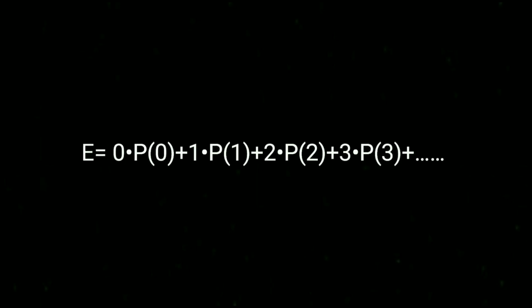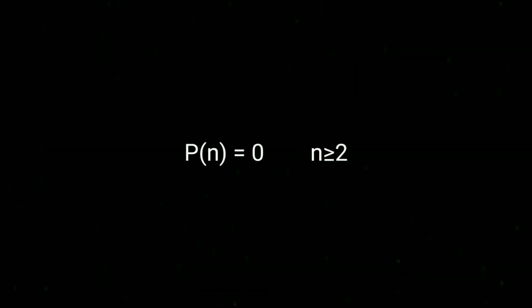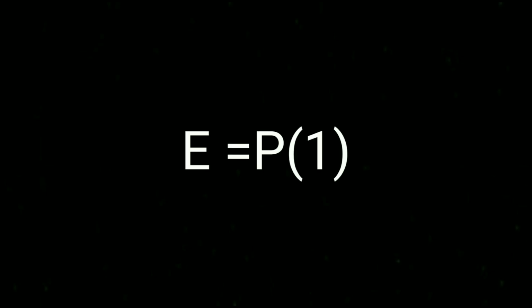Imagine throwing a single needle onto the sheet of paper. Let P of n be the probability of n intersections. Then, by definition, the expected number of intersections is equal to 0 times the probability that you get 0 intersections, plus 1 times the probability that you get 1 intersection, plus 2 times the probability that you get 2 intersections, and so on. We know that the needle can have at most 1 intersection. Hence, the probability of 2 or more intersections becomes 0, giving us that the expected number of intersections is equal to the probability of a single intersection.